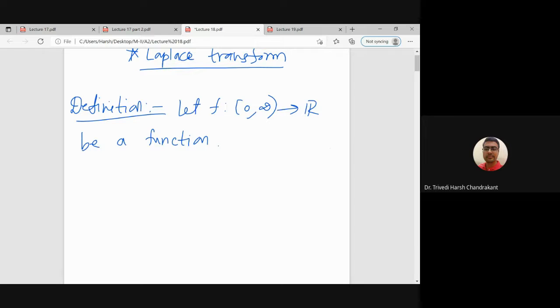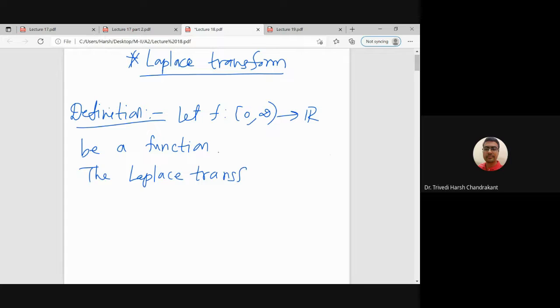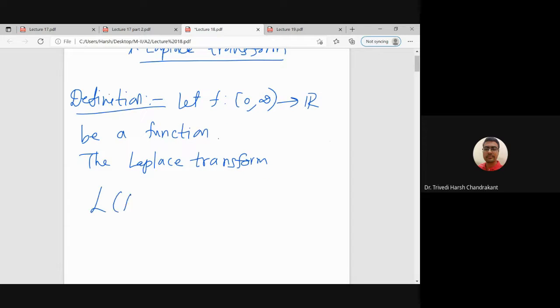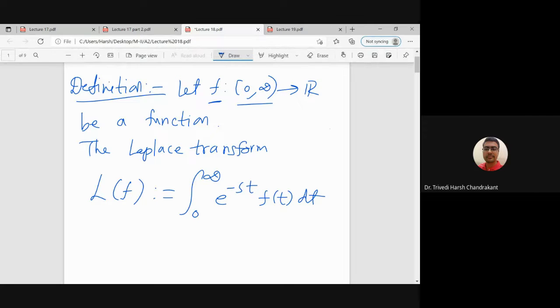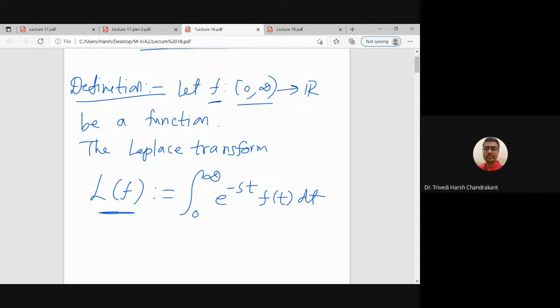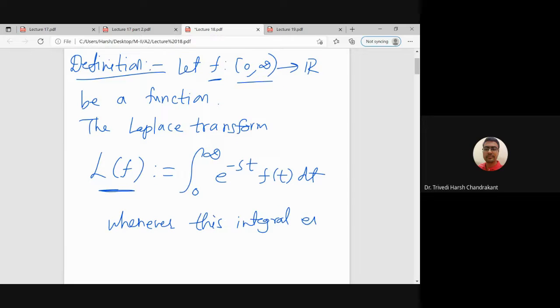So for such a function, we define the Laplace transform, denoted by L of the function f(t), as the integral from 0 to infinity, because the domain is 0 to infinity, of e power minus st f(t) dt. So s is some real number, and small f is the given function. So we define for a given function this integral, which is known as the Laplace transform of the function f, whenever this integral exists. Exists means the integral is finite, it is not an infinite number.